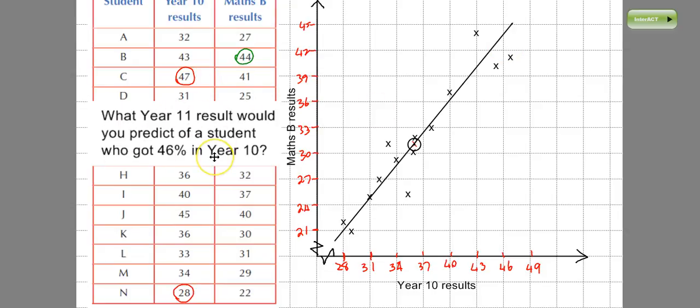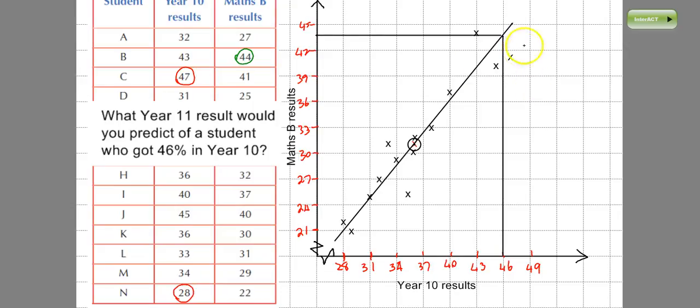Okay, so let's look at this little example of interpolation before this video finishes. What year 11 result would you predict of a student who got 46% in year 10? So let's go through it. We need a line. Year 10 results of 46, so here's 46 here, so we're going to go straight up to our line of best fit, and as soon as we get there we're going to stop, and then we're going to go straight across, and we're going to read that to be 42, 43, 44, 44 or 43 point something, approximately 44% we would expect them to get in their year 11 results based on our line of best fit.